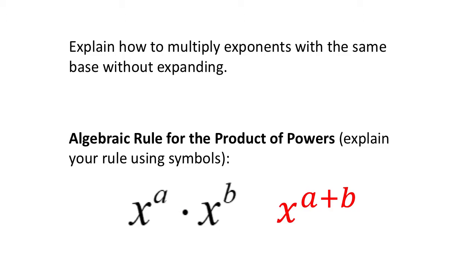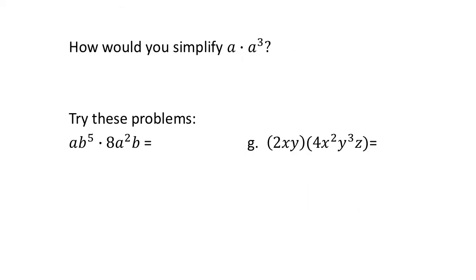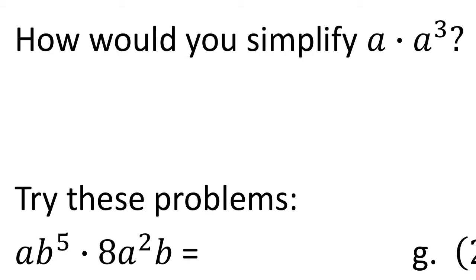Yeah, just take those exponents and add them. All right, so how would you simplify a times a to the power of 3? Well, of course, and we've talked about this last time as well, a has an exponent, it's a phantom 1 right there.